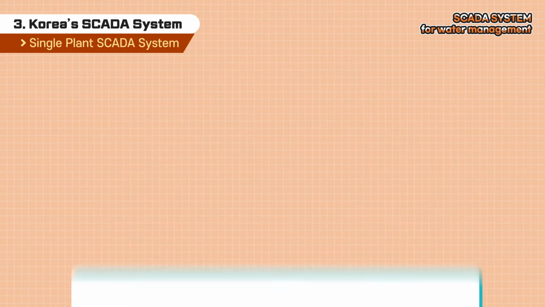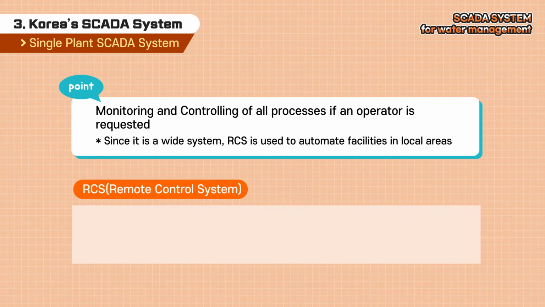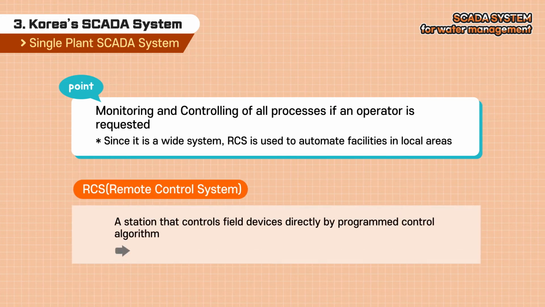The single SCADA system is a small-scale system in which an operator monitors and controls the necessary processes, and the RCS is used to automate facilities in local areas since the scope is wide. In addition, the RCS is an automation equipment using programmed algorithms to control field devices for each process, and an individual RCS is incorporated into the SCADA system for configuration.